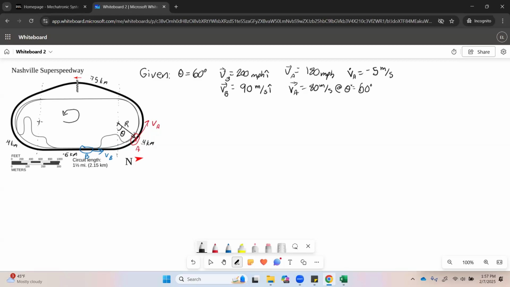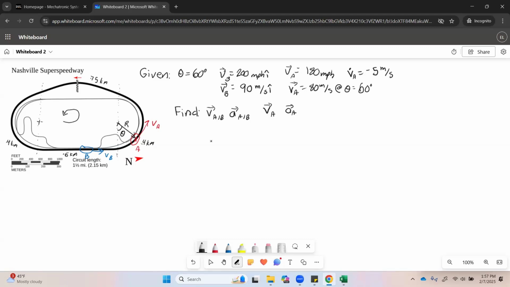Okay, so now we've got all the givens. Next, we need to find velocity of car A with respect to B, acceleration of car A with respect to B, and then in order to get those, we'll need velocity of car A in X and Y directions and acceleration of A in X and Y directions.